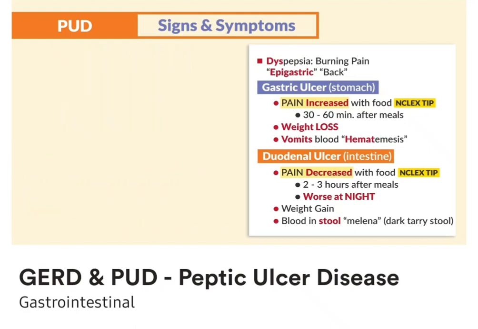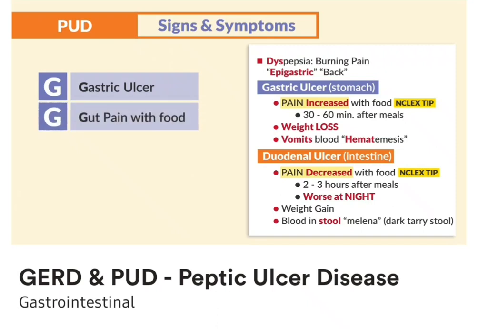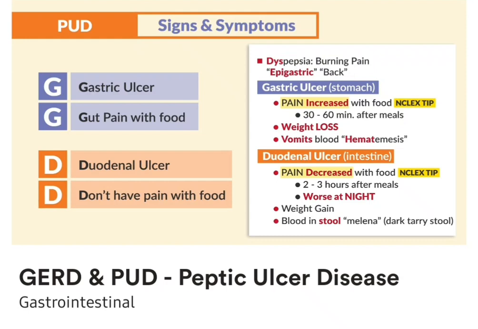So the memory trick we use is for gastric ulcer, we have gut pain with food. And for duodenal ulcers, we don't have pain with food. So just think of the double G's and the double D's. So write that down and know it for your exam.